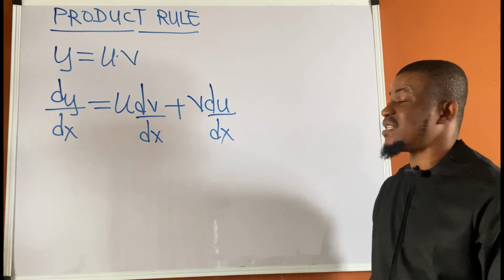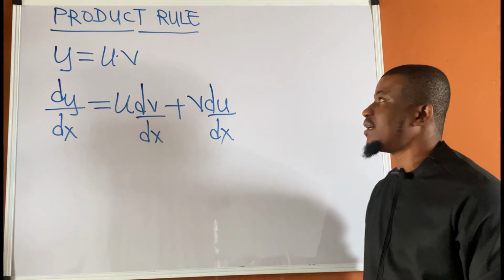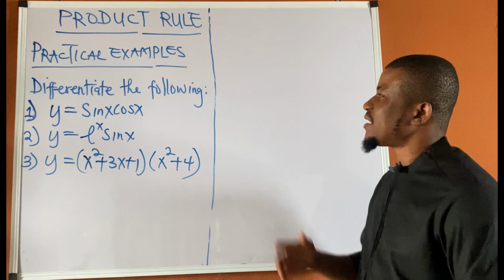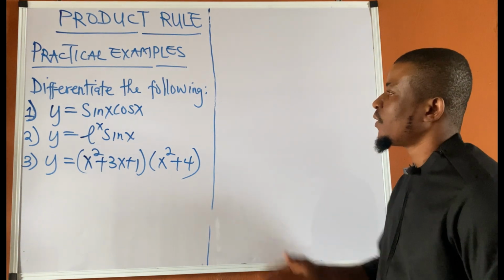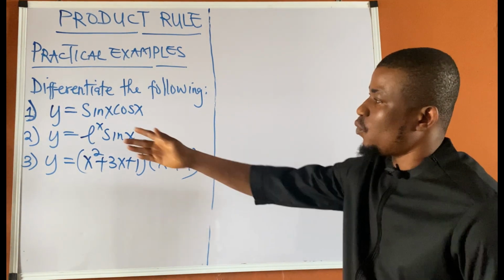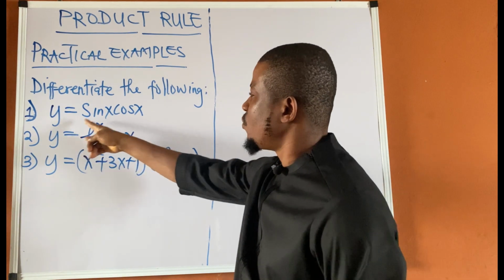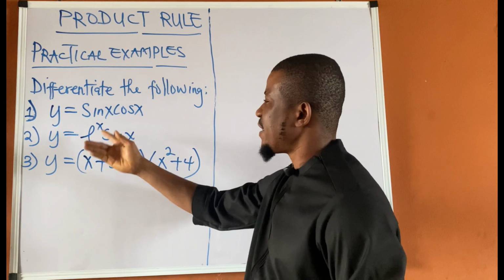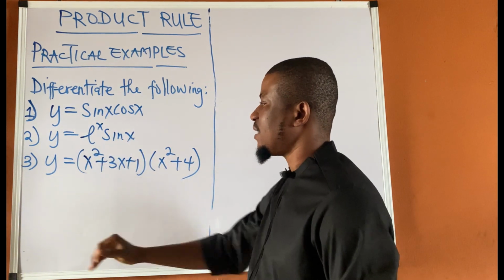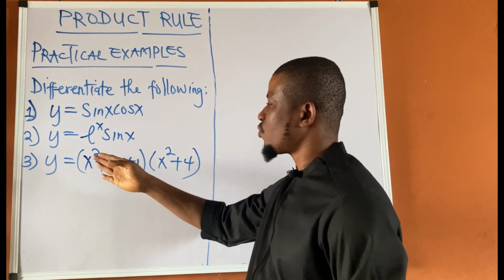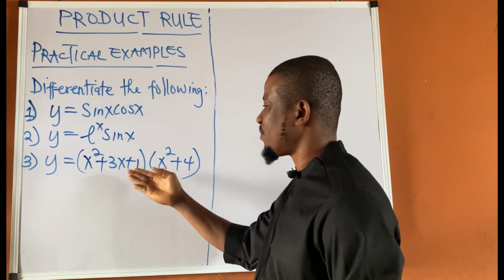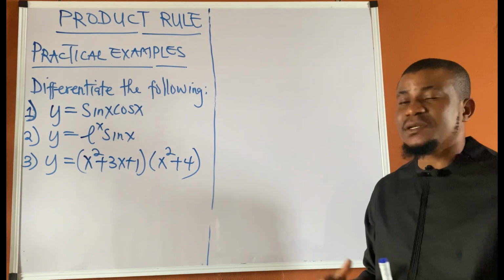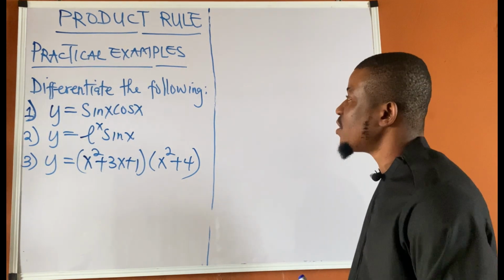Now let's look at some practical examples that will best explain this product rule. Okay, let's look at these practical examples. Differentiate the following. 1. y equal to sine x cos x. 2. y equal to exponential x sine x. And 3. y equal to x squared plus 3x plus 1 into x squared plus 4. Let's look at solutions to these questions.